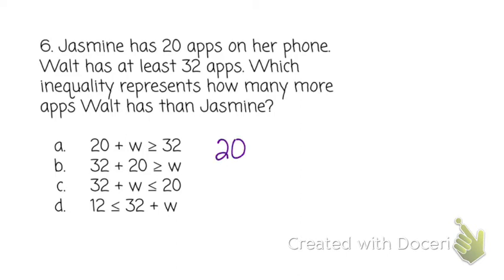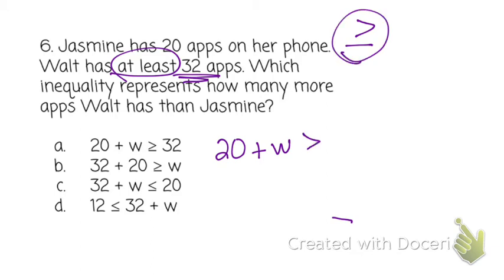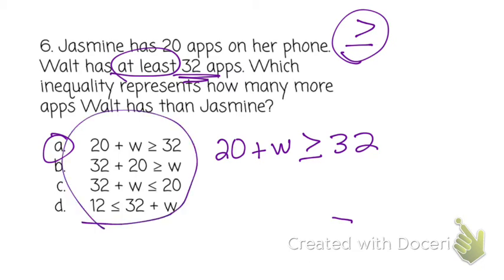And we want to know, Walt has at least 32. Well, at least means greater than or equal to. Okay, but we want to know how many more he has. So if you take her 20 plus however many more he has, you're going to get at least or greater than 32. Okay, so it's A. You could also solve it and figure out which of these answer choices you could put in there for W.